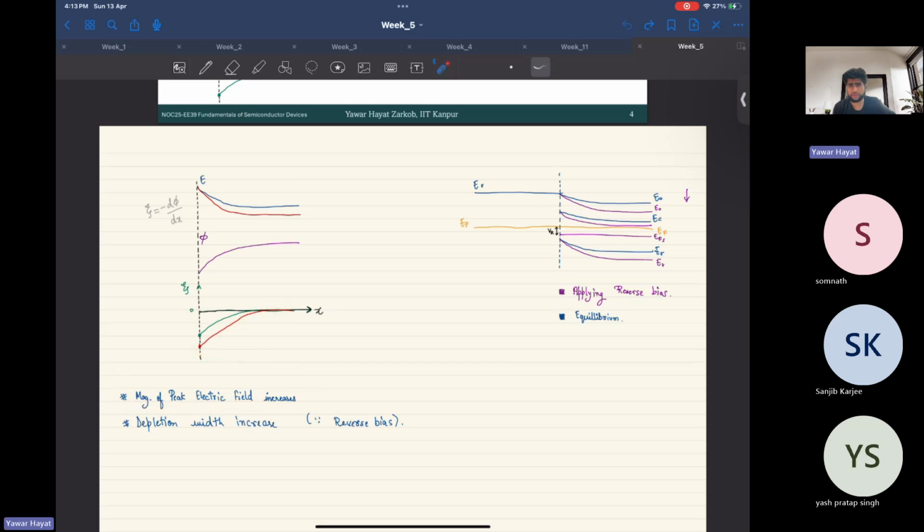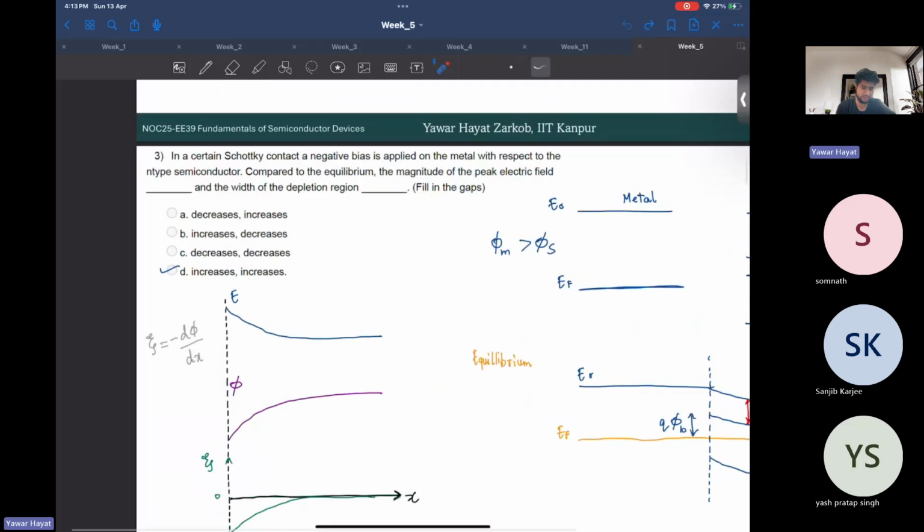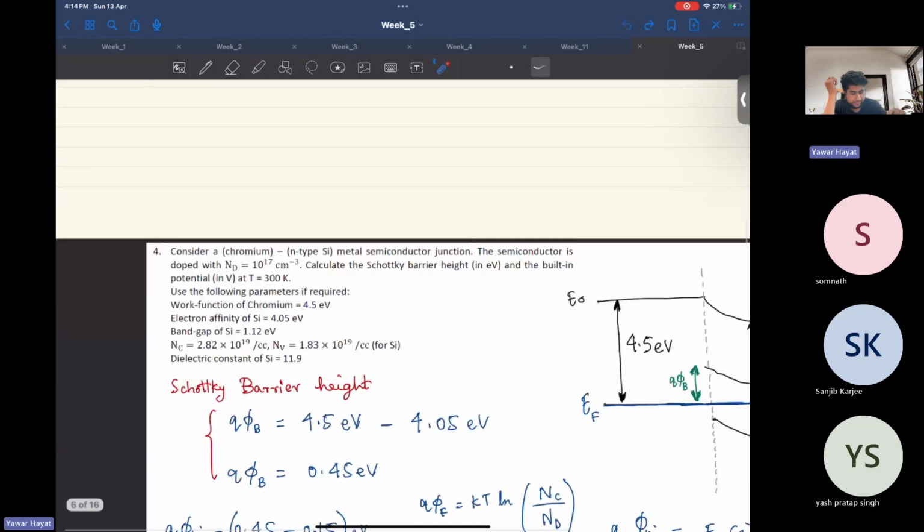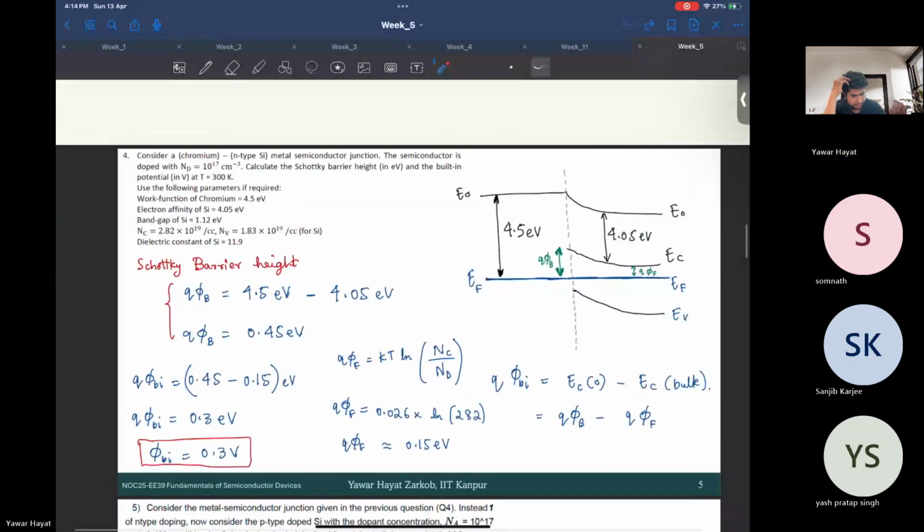And we all know when you apply reverse bias, your depletion width increases. That is the reason this is the correct combination. Your peak electric field increases and your depletion width increases. Is it fine? Yes, sir. Then we have the next question.